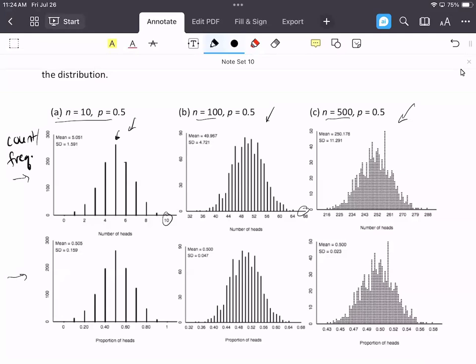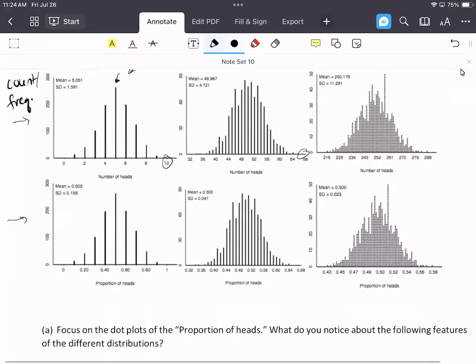Remember, each of these dots in here is a p hat, and samples vary. Each dot, once again, is a p hat, and it is the result of one of the 1,000 trials that we did in each of these scenarios with either 10 flips, 100 flips, or 500 flips of coins. Now we have two rows. We have the number of heads, and we also have proportion of heads. We're going to focus on the proportion of heads here.